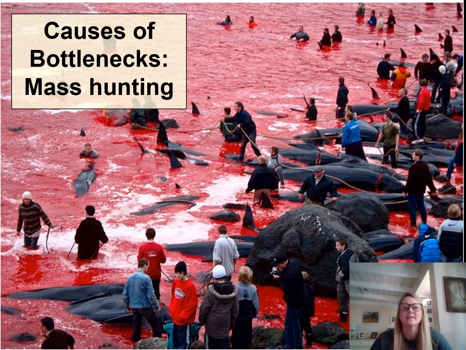What are some of the things that unfortunately some humans do to cause bottlenecks? Well, mass hunting is one. This was a common practice, I'll say earlier in the century, like the 1900s century. And when you kill off a whole bunch of the organism all at once, you are left with just a few, and those few may not be so genetically varied. They reproduce with one another, and you've cut the variation with the genetics there.